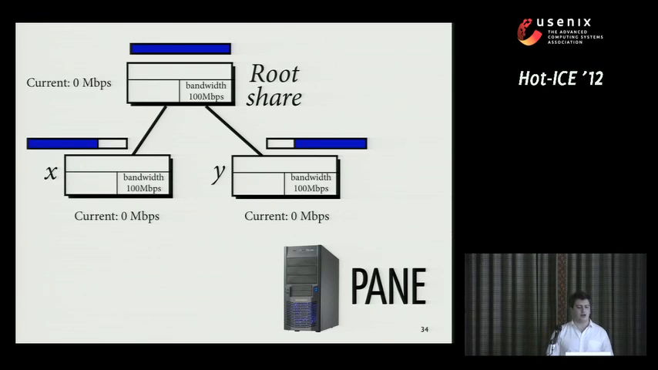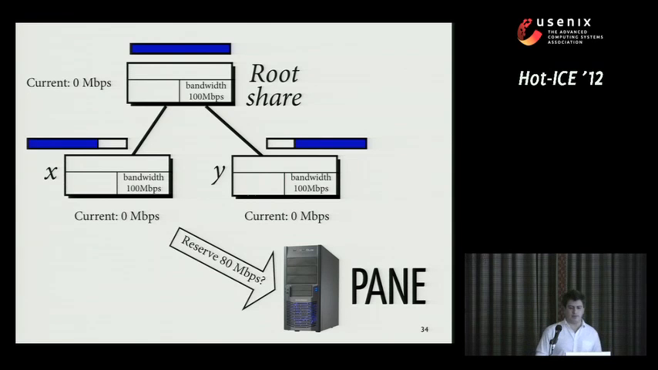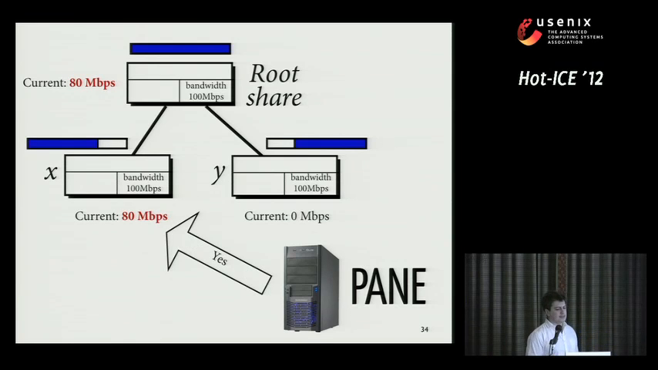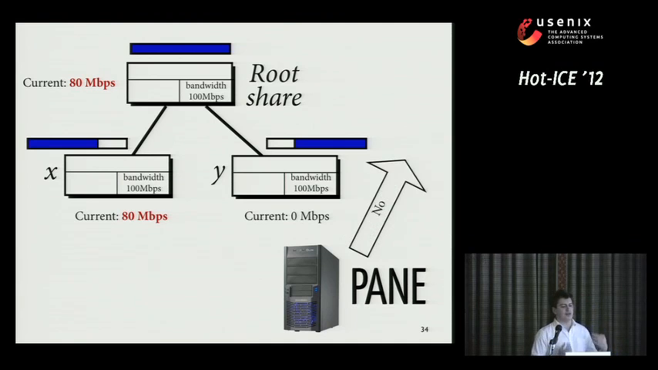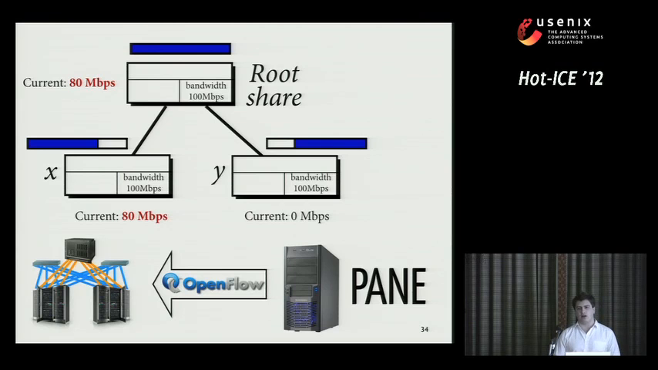So for example, if a user of share X requests 80 megabits per second of guaranteed bandwidth, the PANE controller will accept the request and account for the reservation in share X and at the root share. Then if a user of share Y requests 50 megabits per second of guaranteed bandwidth, the PANE controller rejects the request in order to prevent a violation at the root share. Finally, when accepted requests become active, the PANE controller uses OpenFlow to reconfigure the network and implement the request.